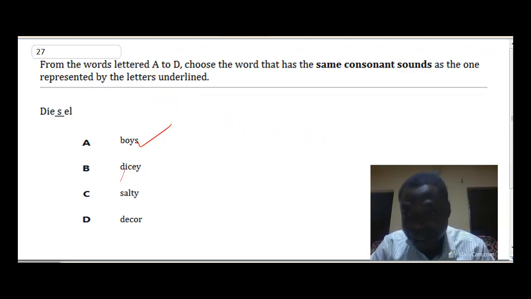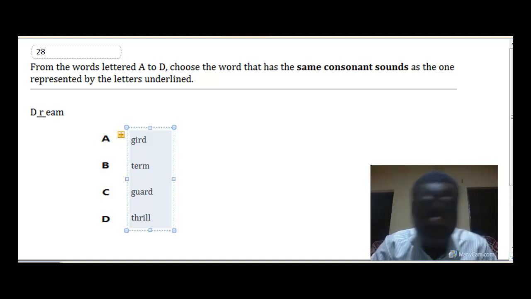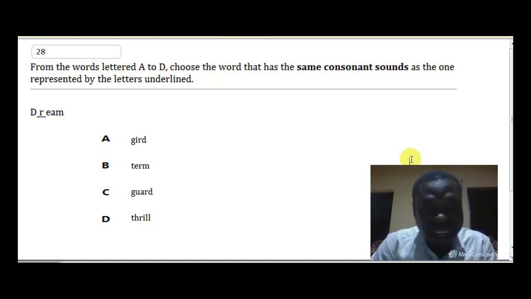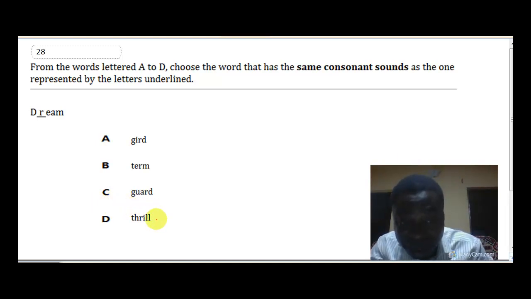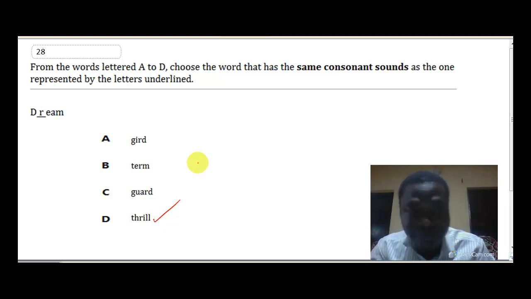Okay, question 28. Dream. The sound R is underlined in that word. So which of the options has R? Alright, option A, gird. B, term. Option C, guard. Option D, thrill. Obviously, option D is the answer because in it R is pronounced. But in others, even where letter R is present, it is not pronounced. The letter R in options A, B, and C is not pronounced. It is only in option D that it is pronounced.